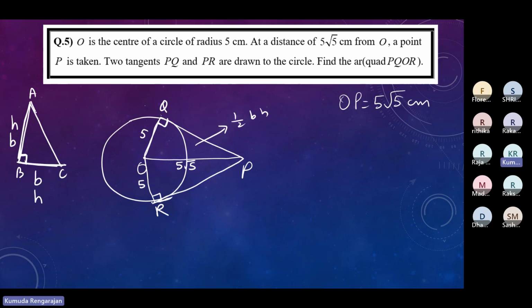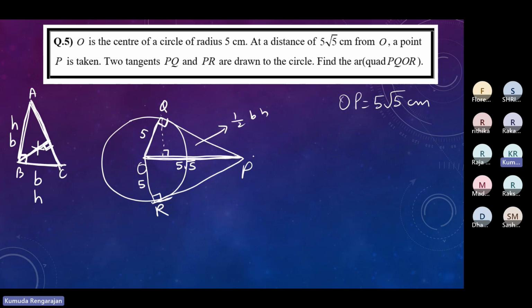If you want to take AC as the base, then you need to know the length of this altitude. You can take AC also as the base, but you need to know the length of the corresponding altitude. We do not know this here. So which is the hypotenuse? OP is the hypotenuse. If you want to take OP as the base to find the area of the triangle, you need to know the corresponding altitude, this length, which is not available. So you cannot use OP as the base.